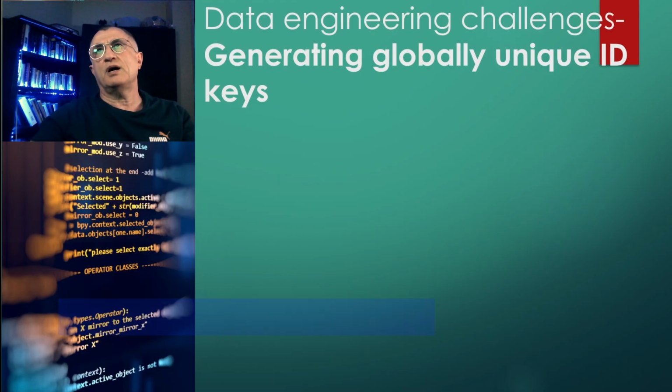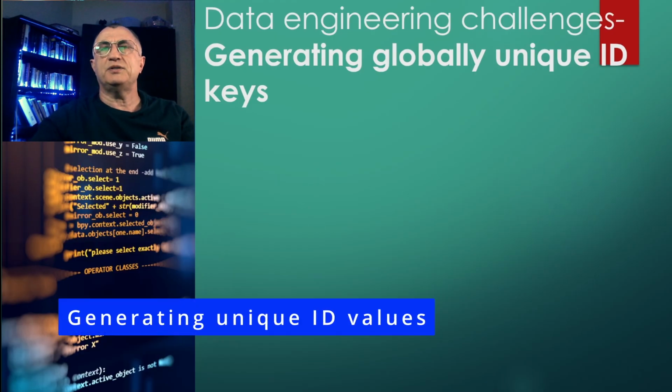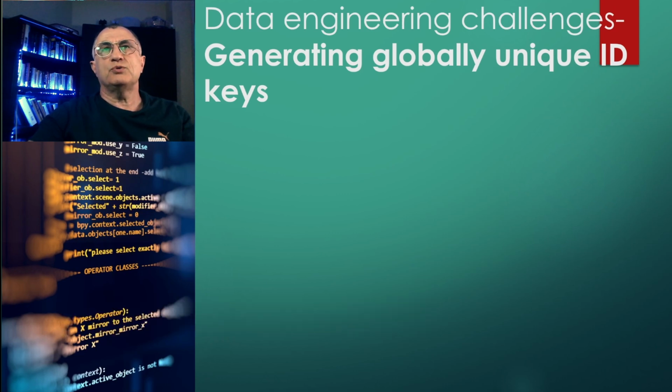Alright, so let's see how we can generate unique ID keys. When you are creating dimension tables, you have to dedicate ID columns. For example, in a silver zone, you will have natural keys or business keys. So how can we generate unique keys that will be global on each table's level?